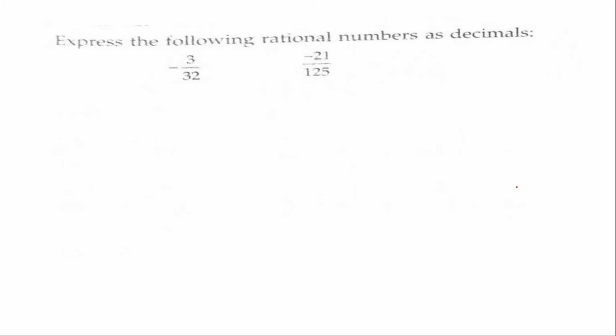Now let us come to this question. Express the following rational numbers as decimals. So the first one is minus 3 by 32. If you want to express this rational number as a decimal, two ways are there. Either divide 3 by 32 or convert the denominator into a multiple of 10, 100, 1000, 10,000 like that. To convert 32 into a multiple of 10, we have to multiply both numerator and denominator with 3125.